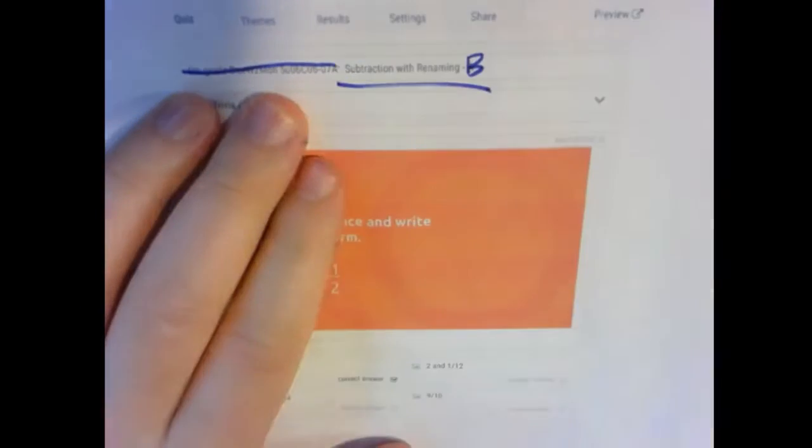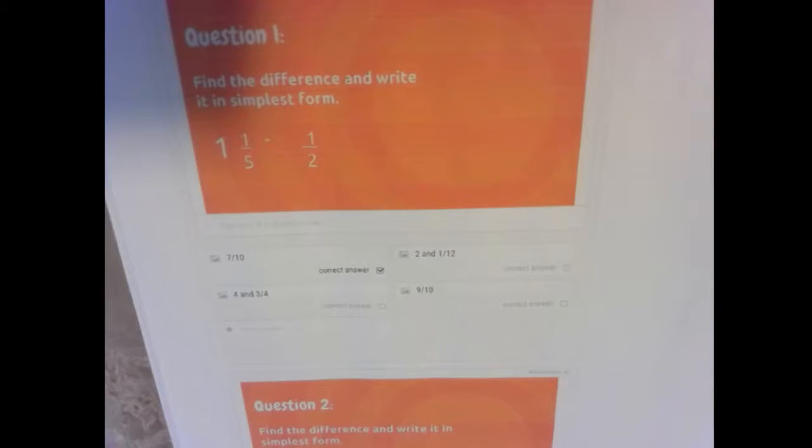Hello, today we're doing more practice subtraction with renaming. Okay, so find the difference and write it in its simplest form. So the first step is always to get these into, as you say, apples, and comparing apples to apples instead of apples to oranges. We need to get the denominator to be the same.